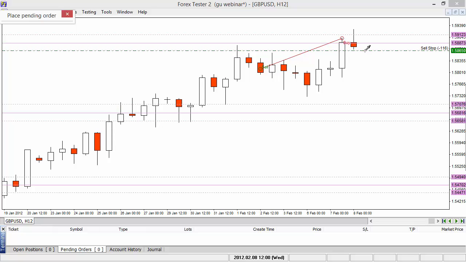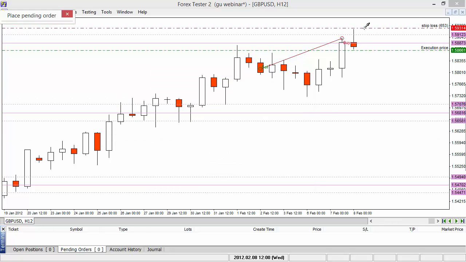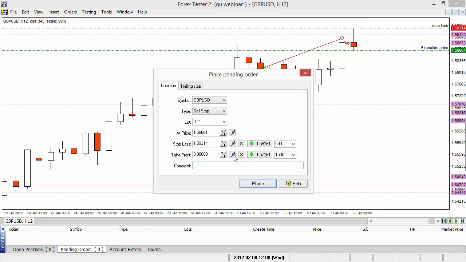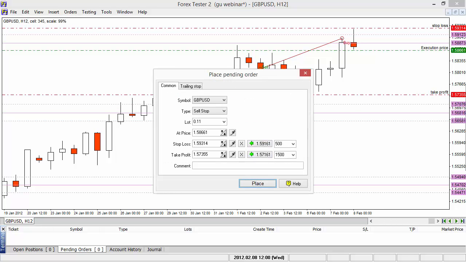All right, entry is going to be about, yeah, here. I'd be happy with here. Let's look at the stop. 65 pip stop, nice. So that makes it a 130 pip target. So we're looking at a target. Oh no, I don't like that target really. Wait, let me do my risk calculator real quick.